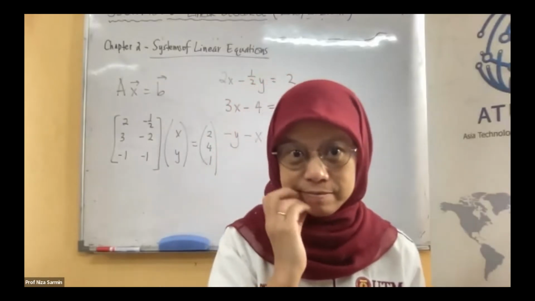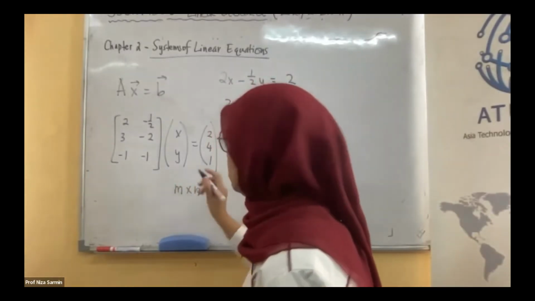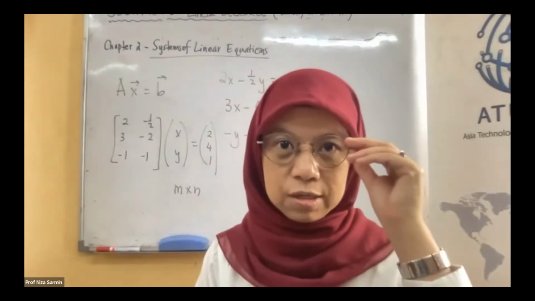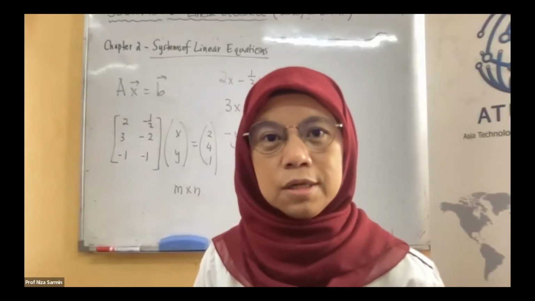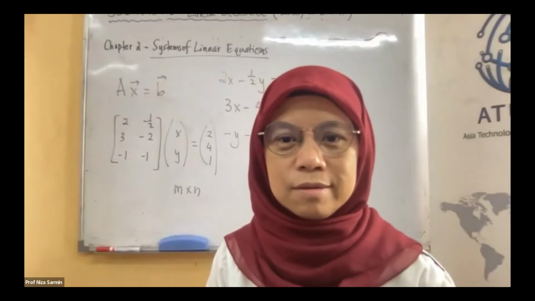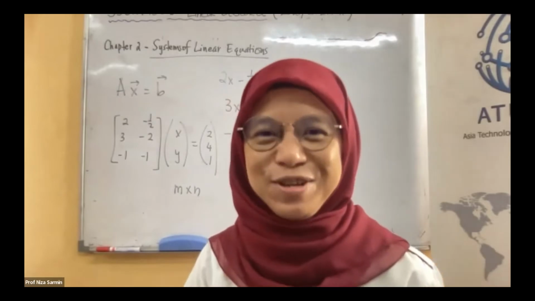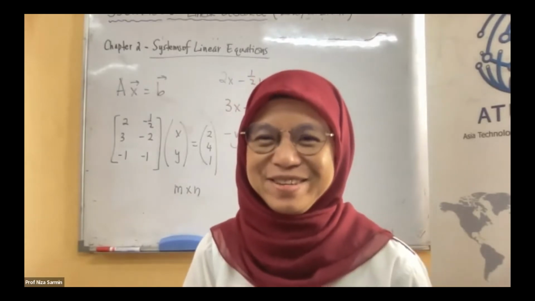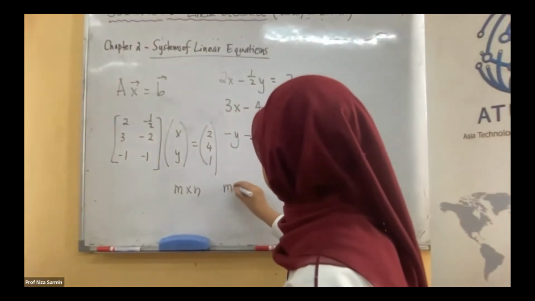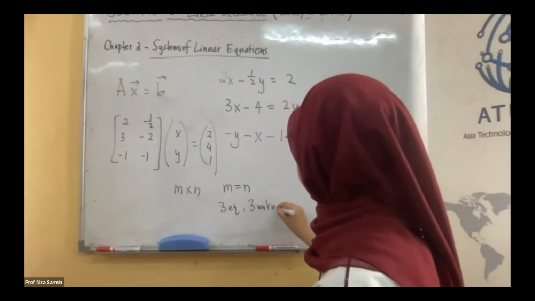Now next question. You have m by n, right? We normally solve if there are 3 equations and 3 unknowns. Can we solve the equation? Yes or no? Type. M equals n, like 3 equations, 3 unknowns. Can you solve this?